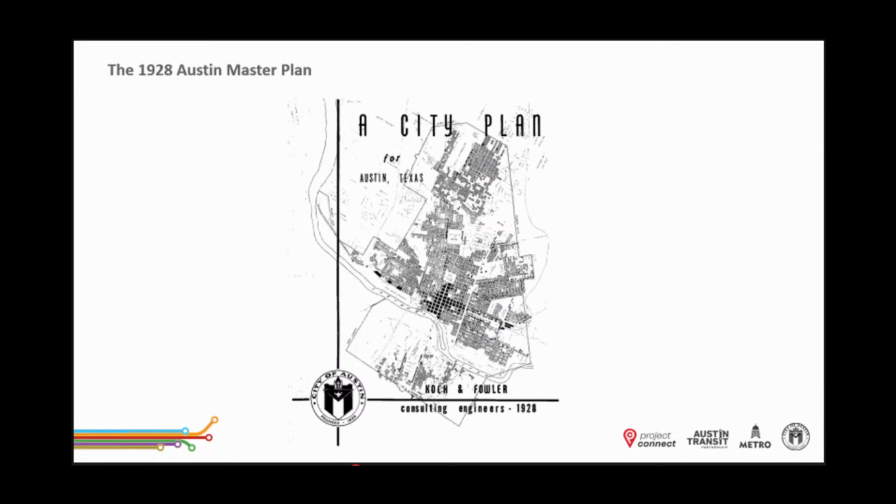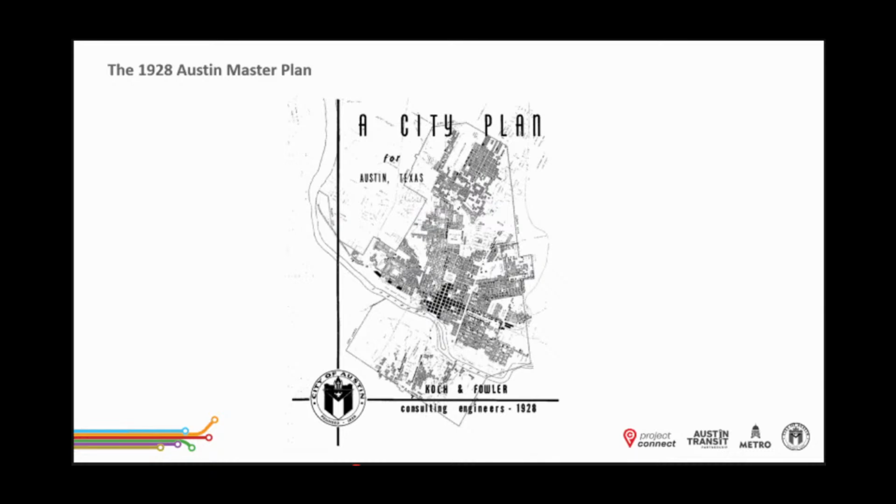In 1928, Austin developed a master plan that forcibly moved people of color to East Austin. The repercussions of that infamous plan are still very real. Public transportation has also played a role in perpetuating those inequities. But now we have an opportunity to leverage public transportation to make lasting change.